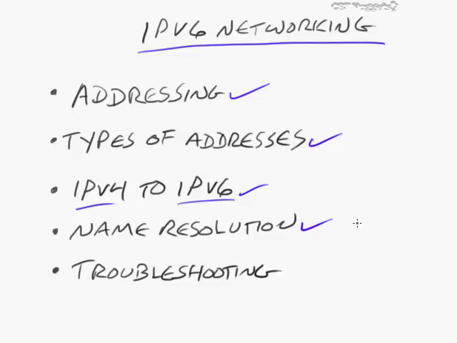That simply involves having a quad A record. Fortunately, most of the troubleshooting tools that you could use for IP version 4, such as traceroute, pathping, all those sorts of things, will be the same in IP version 6. You might just have to also add in a -6 to force it to use TCP/IP version 6.